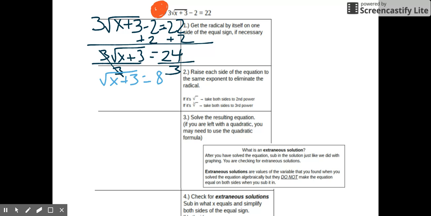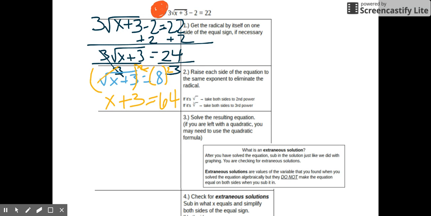Now I need to raise each side of the equation to the same exponent to eliminate the radical. So if it's a square root, I take it to the second power. If it's a cube root, I take it to the third power. So this time, I have just a plain old square root, so I'm going to take it to the second power. So I have x plus 3, because the square root and the square undo each other, and 8 to the second, which is 64. Okay.